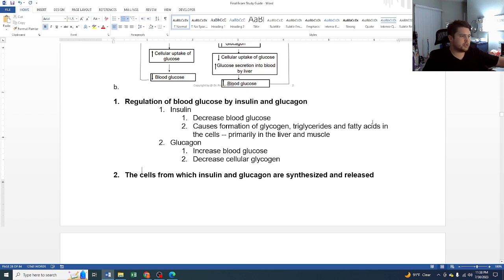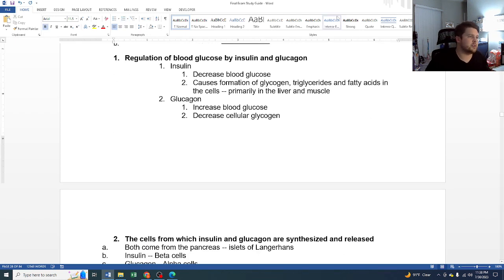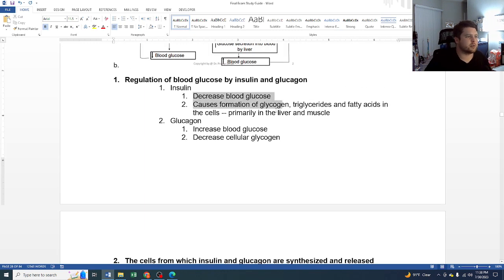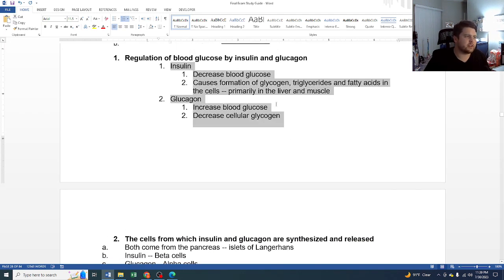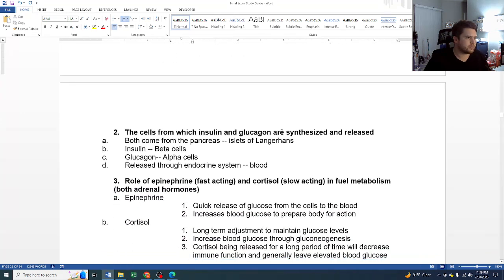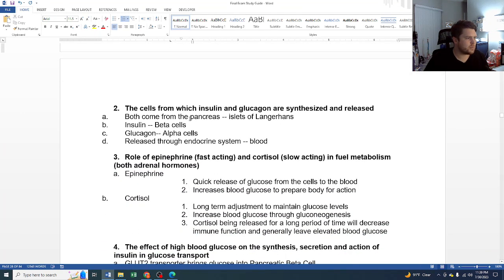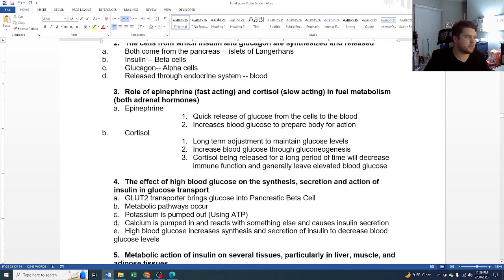So the regulation of blood glucose by insulin and glucagon, this is saying pretty much the exact same thing. There's a lot of repetition here. Sit down and write down what the function of insulin and what the function of glucagon is, and if you understand that well, you'll be pretty set for this whole chunk. Again, saying where they are created. So the role of epinephrine and cortisol, we already went over that.